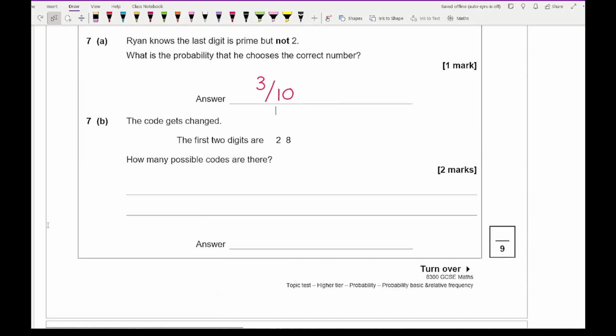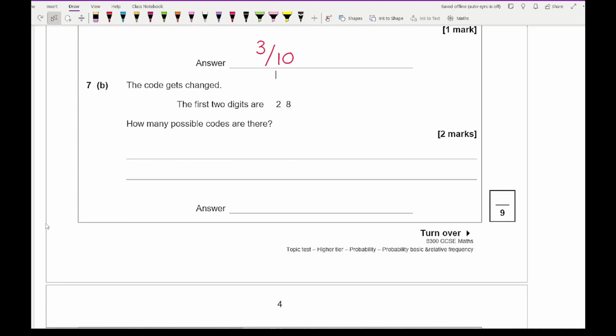Then moving on to 7b, it says the code gets changed. The first digits are 28. How many possible codes are there? Well, for the third digit, there are numbers from 0 to 9, which is 10 numbers altogether. And for the fourth number, that could also be any number between 0 and 9, so again that's another 10. So it's going to be 10 times 10, which is 100.